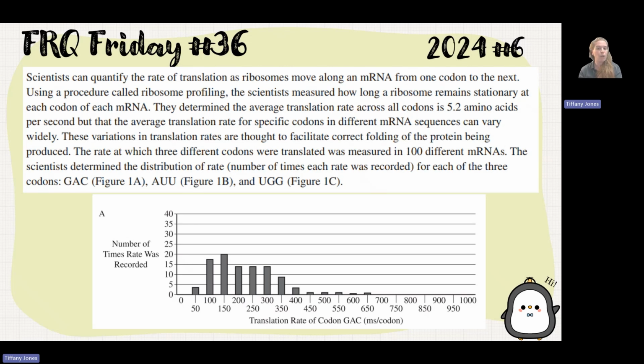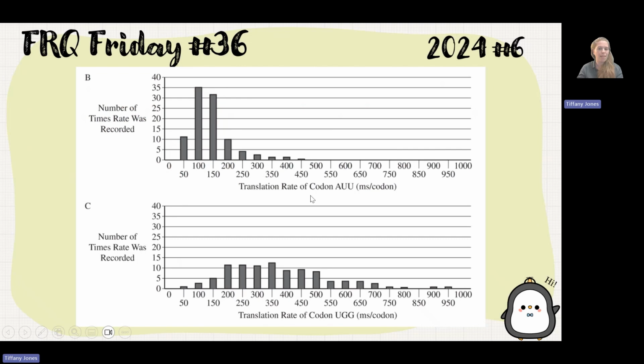The rate at which 3 different codons were translated were measured in 100 different mRNAs. The scientists determined the distribution of rate, or number of times each rate was recorded, for each of the 3 codons, GAC, AUU, and UGG. So here we see in figure A, we have GAC. And then here we can see in figure B that we have AUU. And then in C, we have UGG.